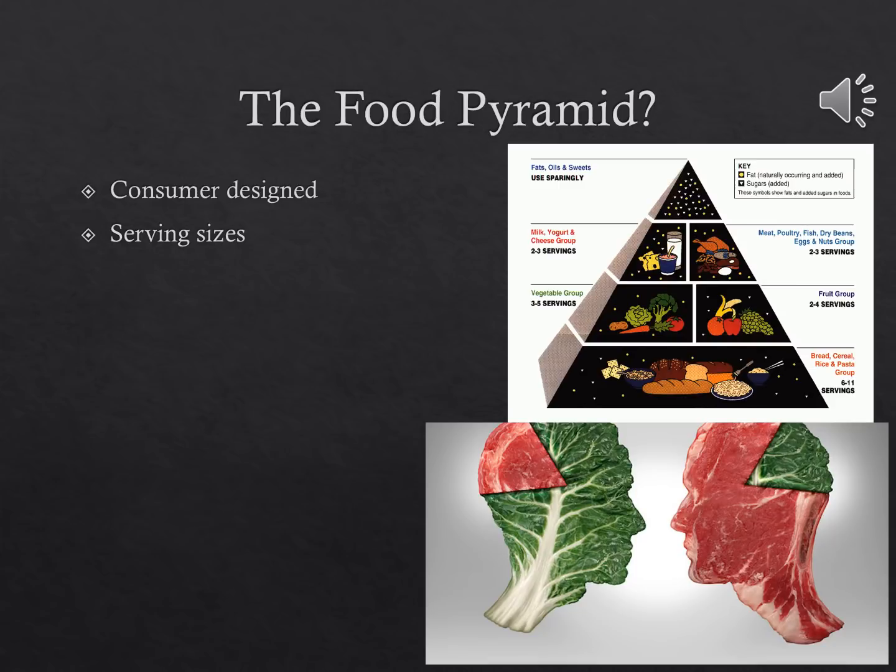It says 2 to 3 servings. Well, what is the serving size anyway, right? Think about that. You see the guide and you think, great, I'll eat 2 to 4 servings of fruit, 3 to 5 servings of veggies, 2 to 3 servings of meat. But my guess is that most people will eat 2 to 3 servings of meat each time they go to eat a serving of meat, because there's no recommendation for the serving size.